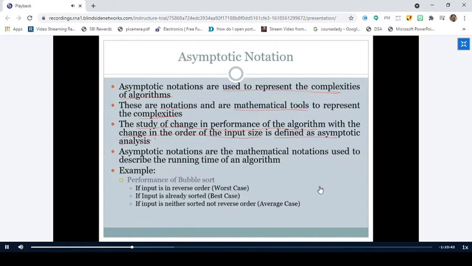So this you will come across in the subject called design and analysis of algorithms. Very, very important subject for the CS students, right? And similarly, asymptotic notations are mathematical notations used to describe the running time of the algorithm. This is the original definition of asymptotic notations. So asymptotic notations are nothing but the mathematical notations which are used to describe the running time of an algorithm. Is it clear up to this point?